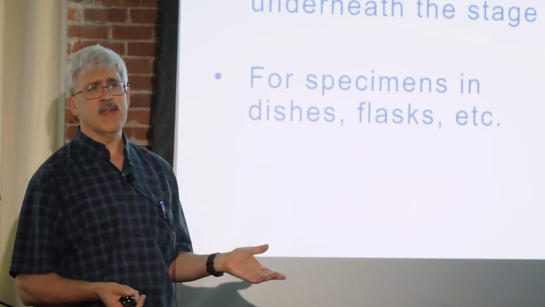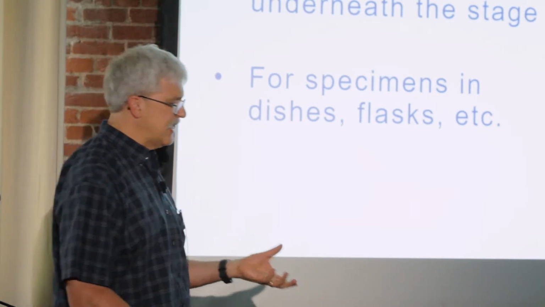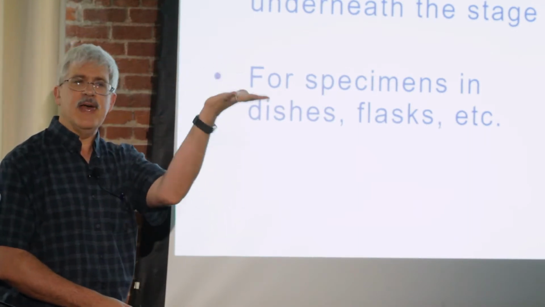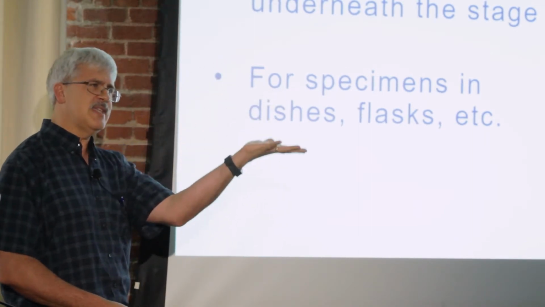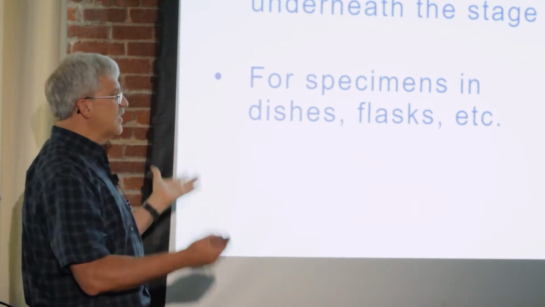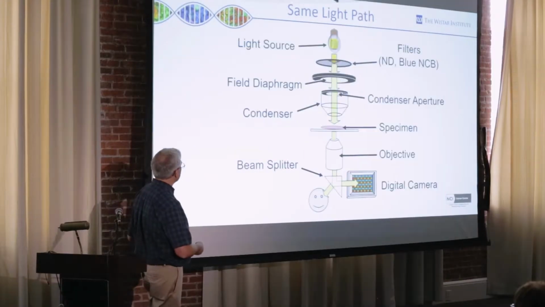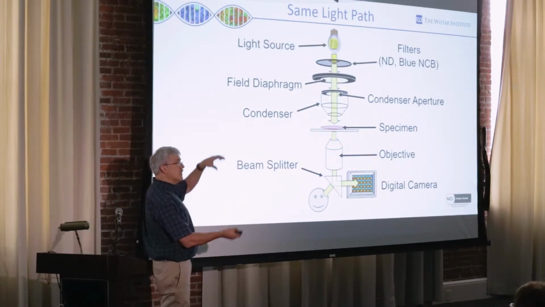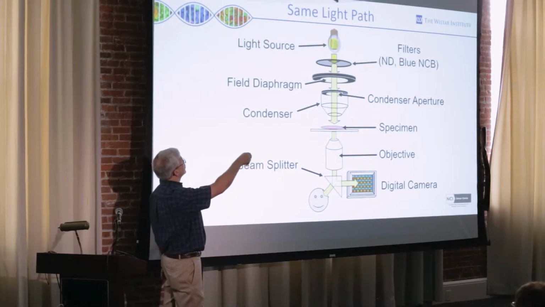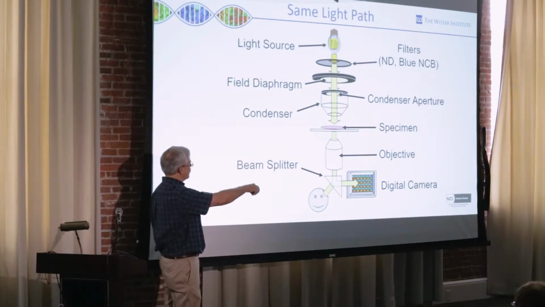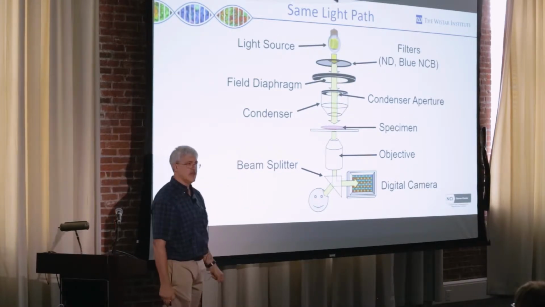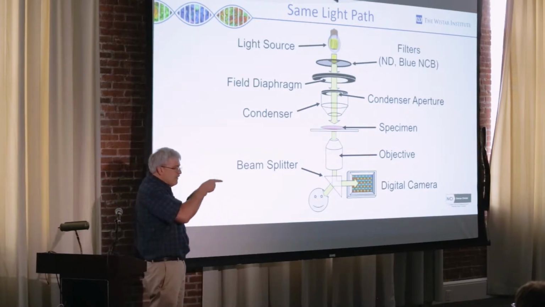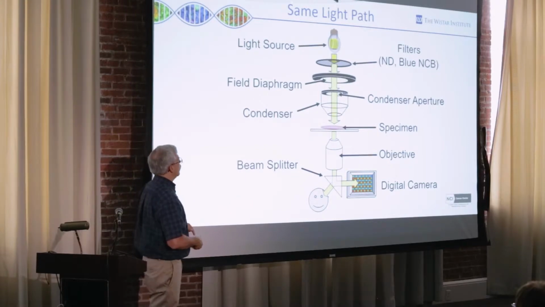Generally used if you've got cells in dishes and things like that, because you can't turn the dish over and look from above. So you put the slide or the dish on the stage, and then you're looking from underneath. So different setup. But guess what? If you look at the light path, it's exactly the same. There's no difference. We just took it and turned it upside down. So now the light source is at the top, and everything goes right down through until you get to the camera or the eyepieces. So you can find all the parts on either of these types of scopes just by kind of following where things go.